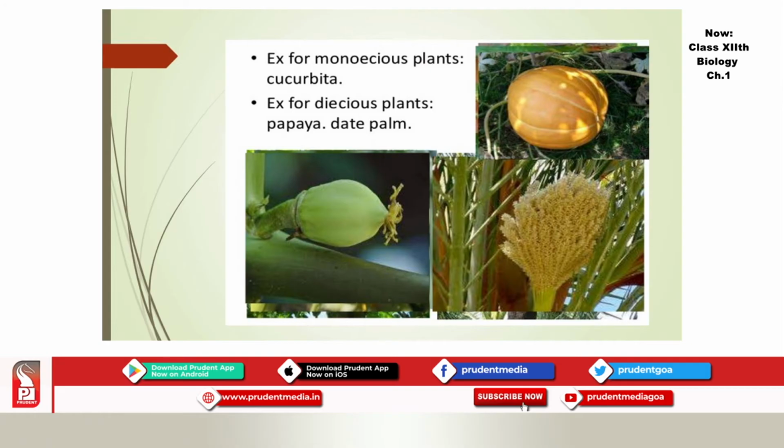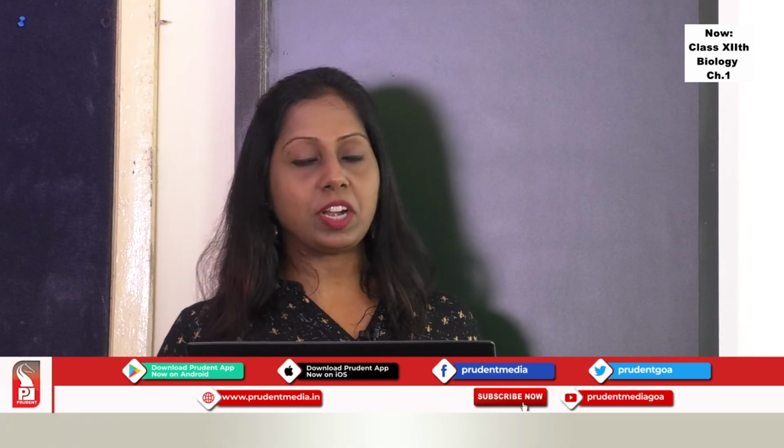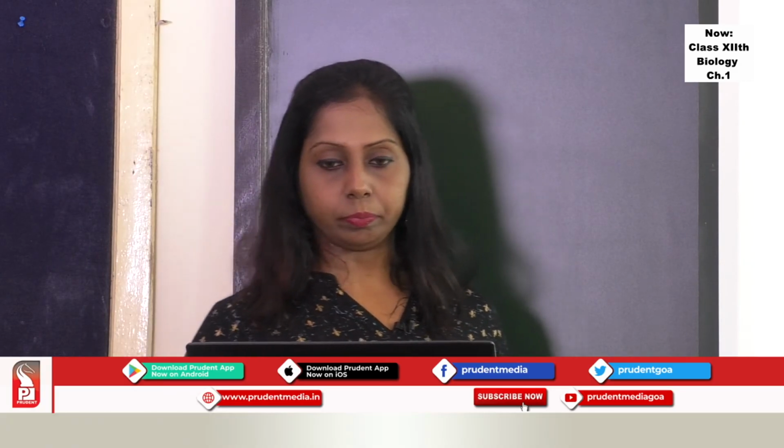Monoecious plants, for example, cucurbita here. And again, another example that I could give you is your coconut, which is a monoecious plant. Dioecious plants, papaya and your date palm, these are dioecious. They have male and female flowers borne separately on separate plants.